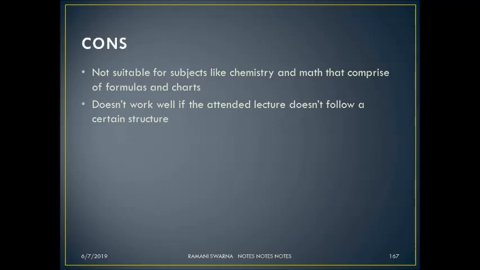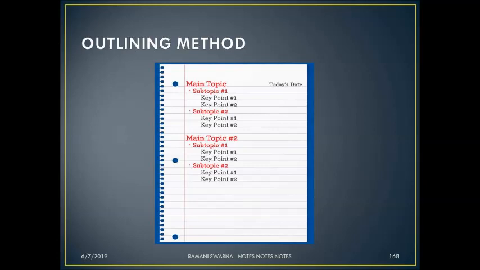Now, this is the outlining method that I was talking about. Here you can see the date is there, the main topic, the subtopic, key point 1, 2, and then comes subtopic number 2, and under that again the points are allocated.